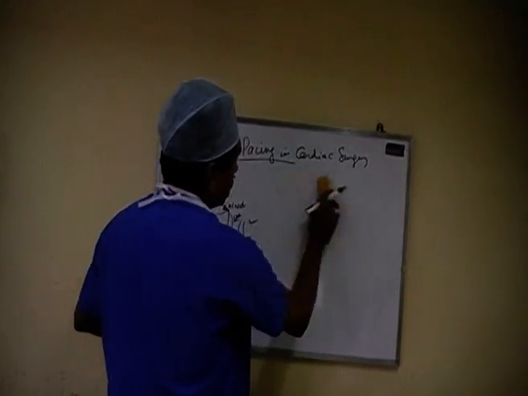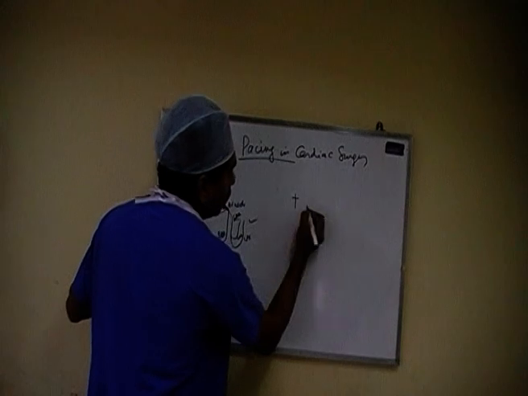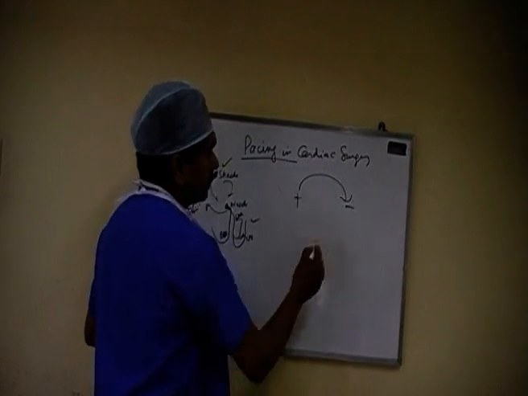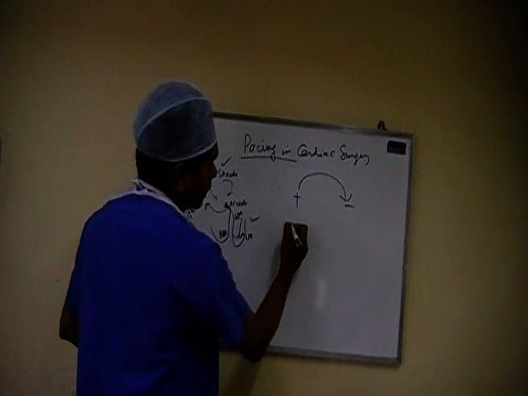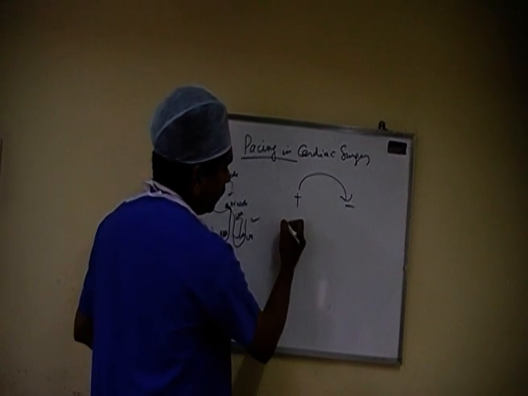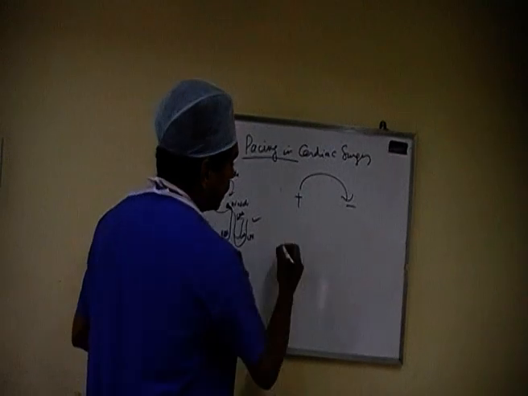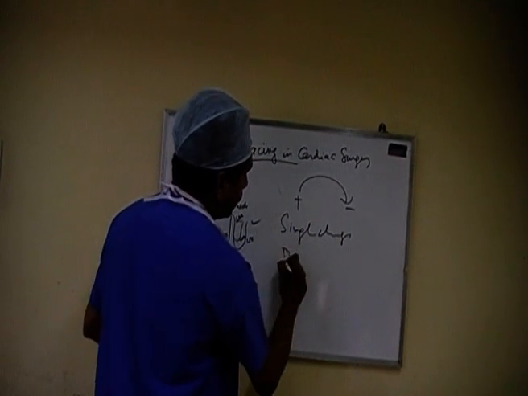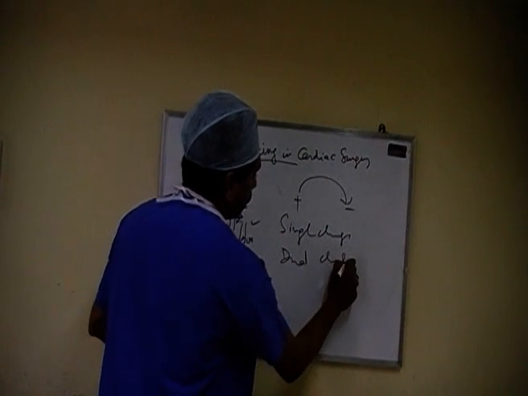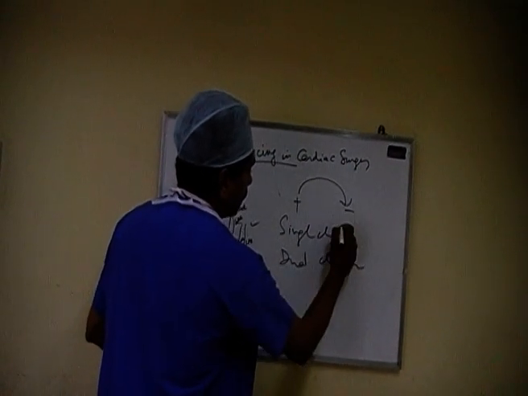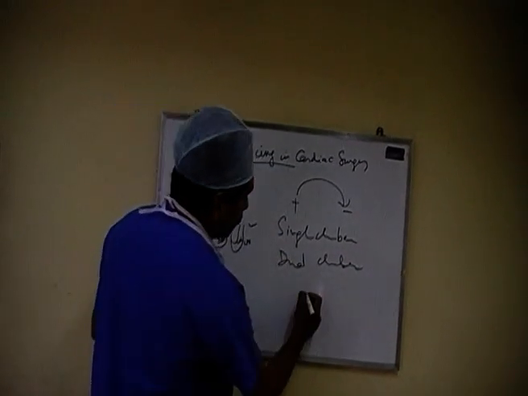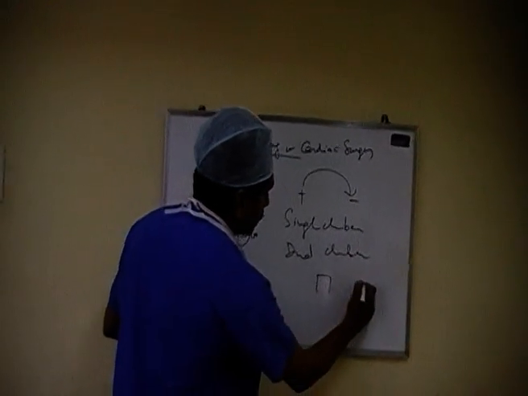Now, how to make the connections? We know electrical current goes from positive to negative. So on the pacing boxes that you have, depending on how many chambers they can pace, they are called single chamber pacing box, and there are dual chamber pacing box. So in a single chamber pacing box, there are only two electrodal points.